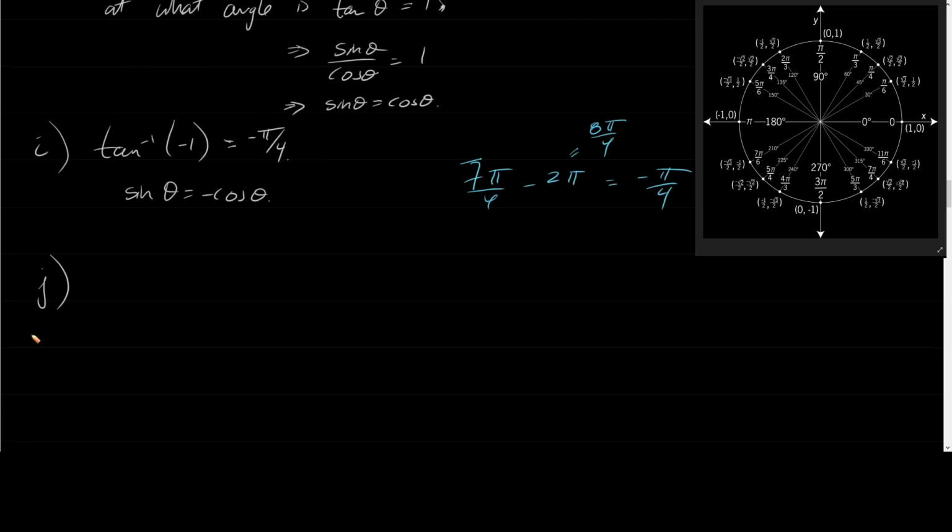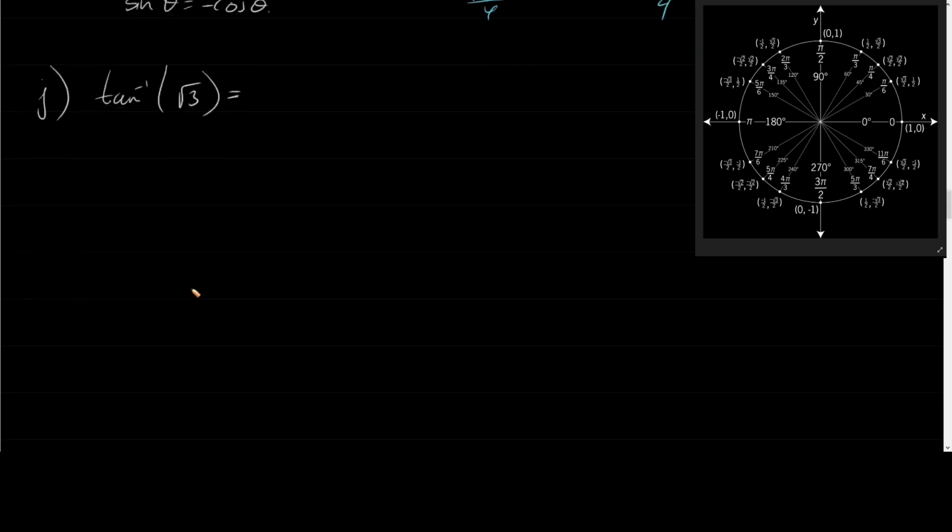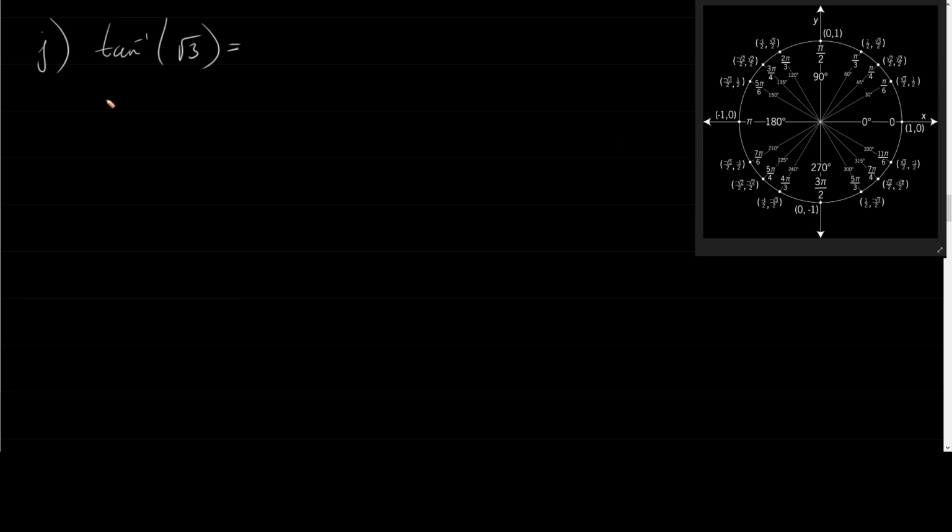Let's look at another one. Let's say that I ask, what is tan inverse of radical 3? All right? What is tan inverse of radical 3? Now in here, this is really saying, at what angle theta is tan theta equal to radical 3? All right, so here's where things get tricky for tan inverse and tangent.